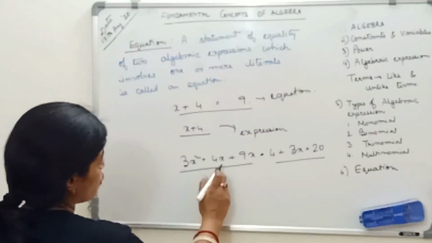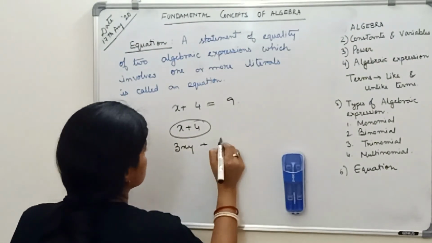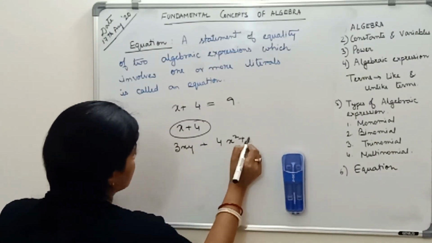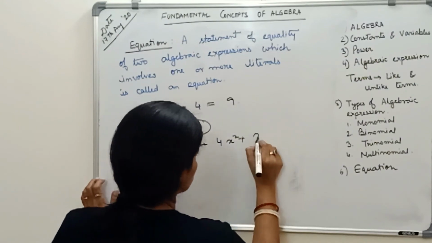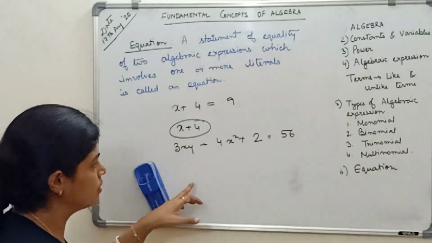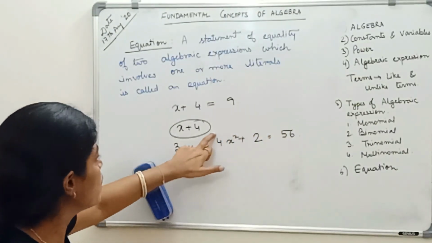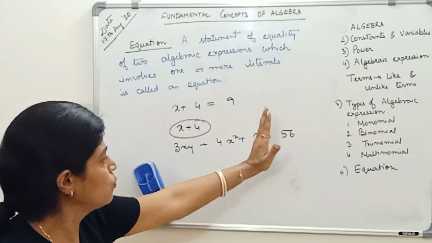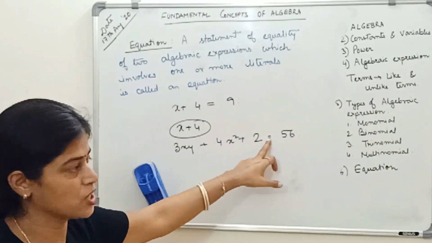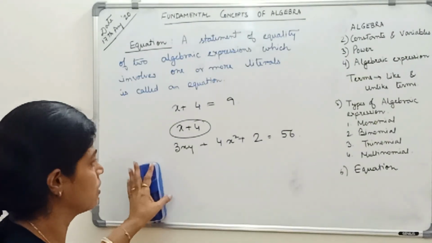Here I have used only x as a variable. 3xy plus 4x square minus 2 is equal to 56, suppose if I write this. So this is an algebraic equation. This is an equation, but without the equality sign it is called an algebraic expression. So this is the basic difference between an equation and an expression.